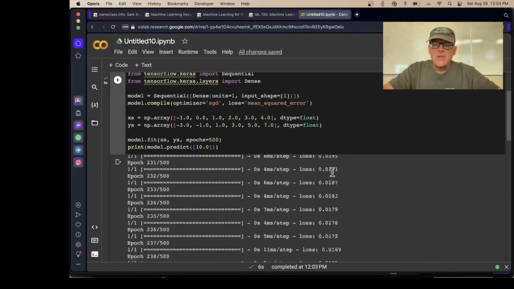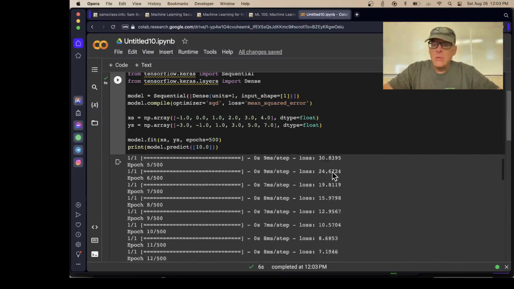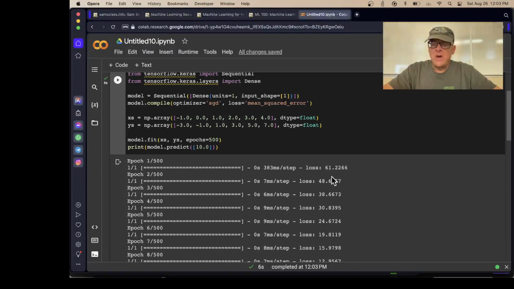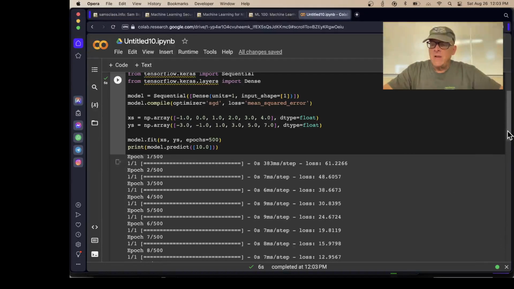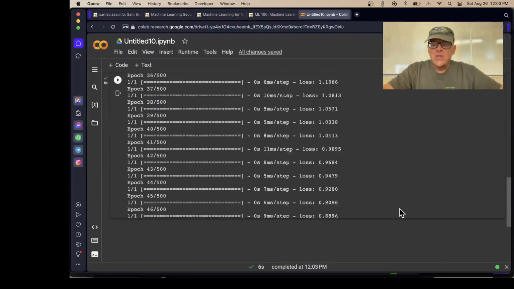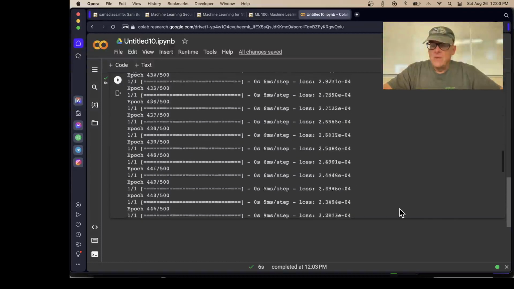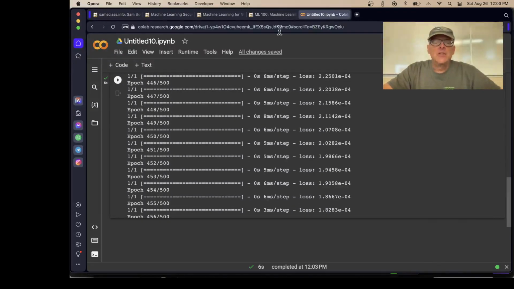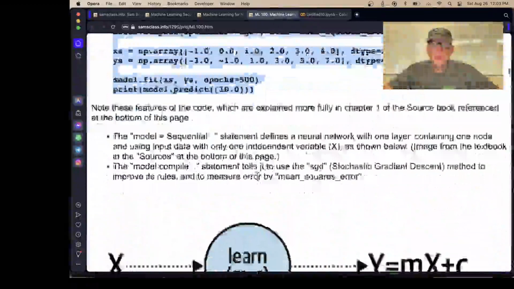The loss is a measure of the error, probably root mean square. And see, it started at 61, went down to 48, 38, and so on. So it started being very wrong, but after a while it got very good, and the loss got down to 10 to the minus 4, which is very close to 0. So that makes sense because we're giving it straight lines.